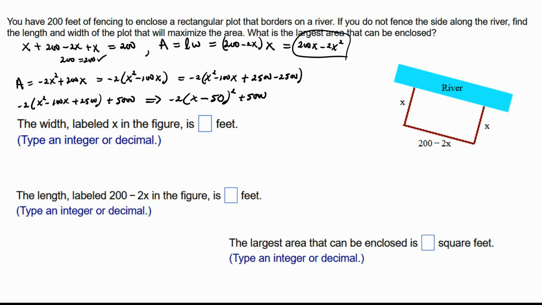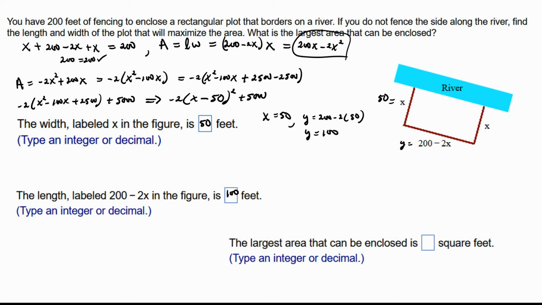So x is 50. So if x is 50, the y value, this is x, that's 50. That means that this y value is 200 minus 2 times 50. That means that y is equal to, what is that, 100? So here it says the width that's labeled x, that's 50. The length, 200 minus 2x, we got that to be 100.